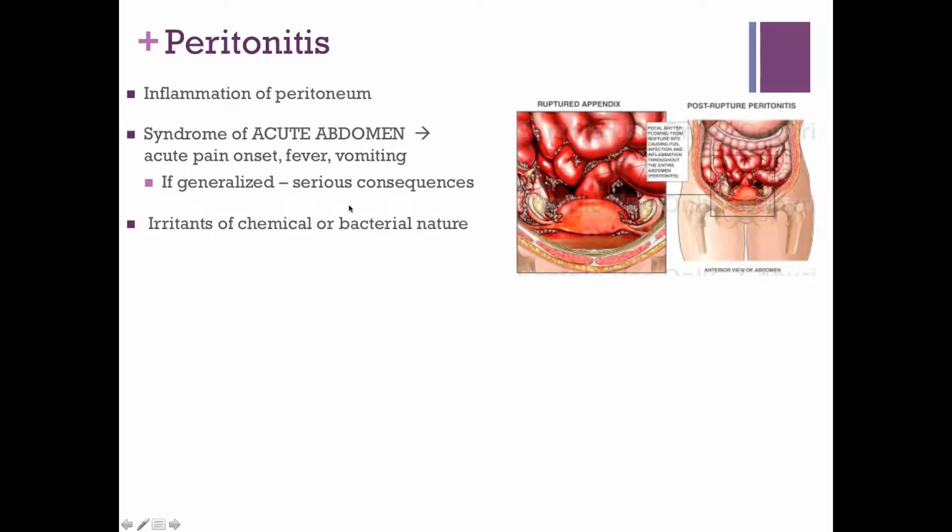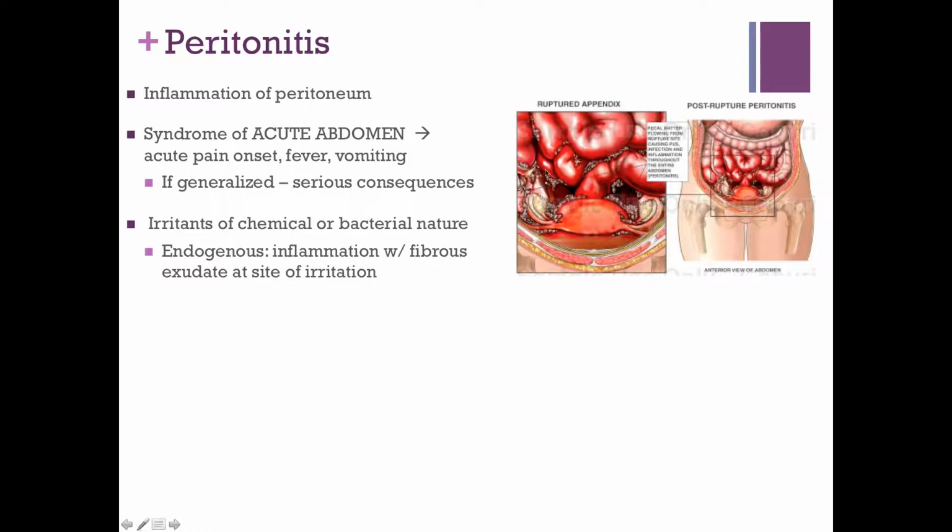When there's peritonitis, it's usually going to involve the bacteria from the contents of the bowel. It can also be just different chemical things that inflame that. We'll talk about that later in the dialysis chapter.